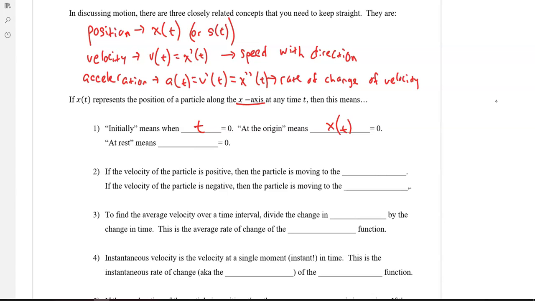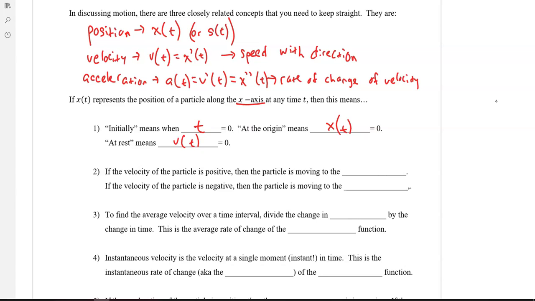Okay. And then at rest would mean the particle is not moving, right? Not moving left, not moving right. It's staying still. That means its velocity would be 0. It might be at rest, 3 units away from the origin, right? So its position doesn't have to be 0 when it's at rest, but it's not moving, right? Your car is stopped, right? So that means your speed, or in this case, really, we talk about velocity, is 0.